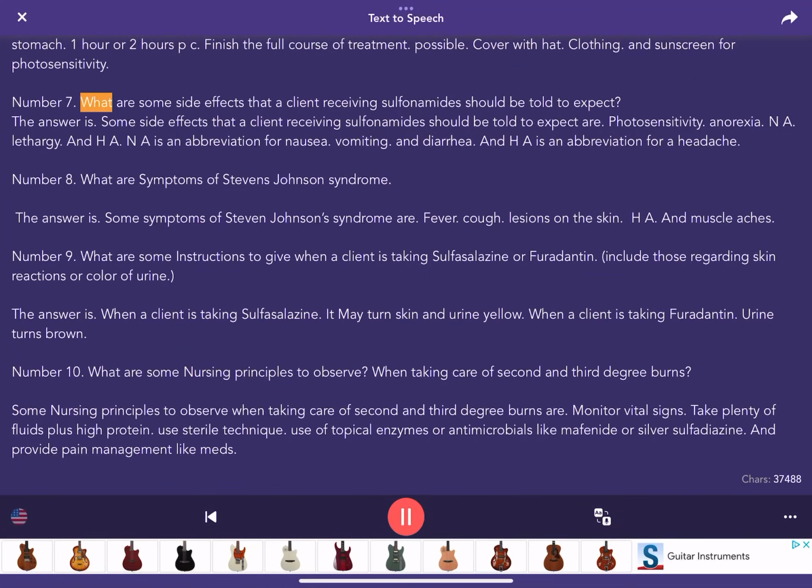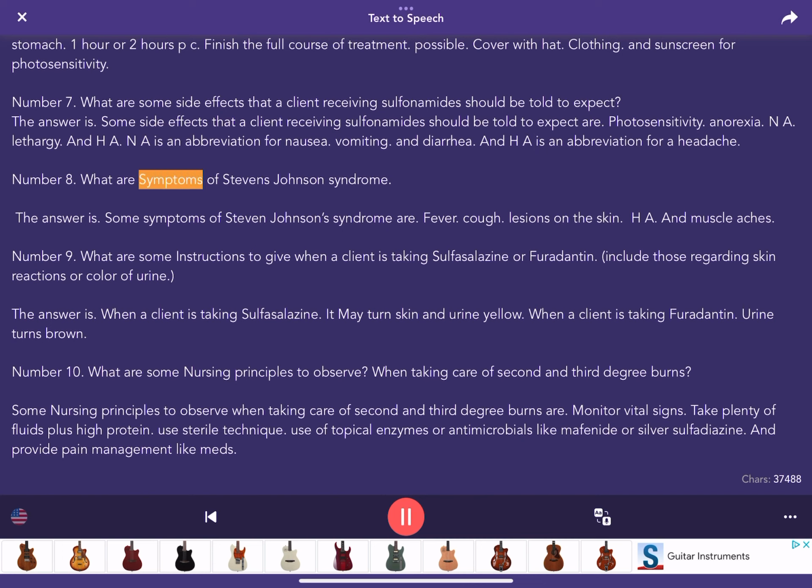Number 7. What are some side effects that a client receiving sulfonamides should be told to expect? The answer is, some side effects are photosensitivity, anorexia, NVD, lethargy, and HA. NVD is an abbreviation for nausea, vomiting, and diarrhea, and HA is an abbreviation for headache.